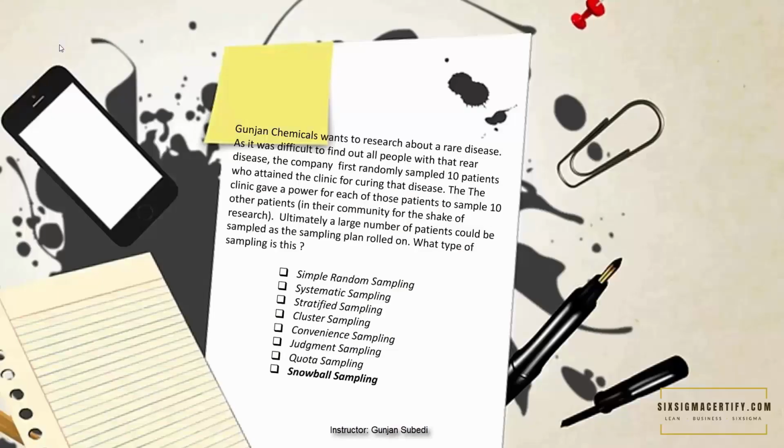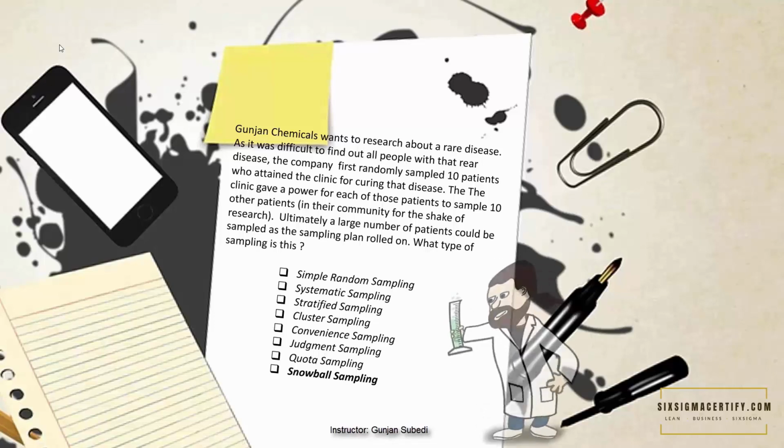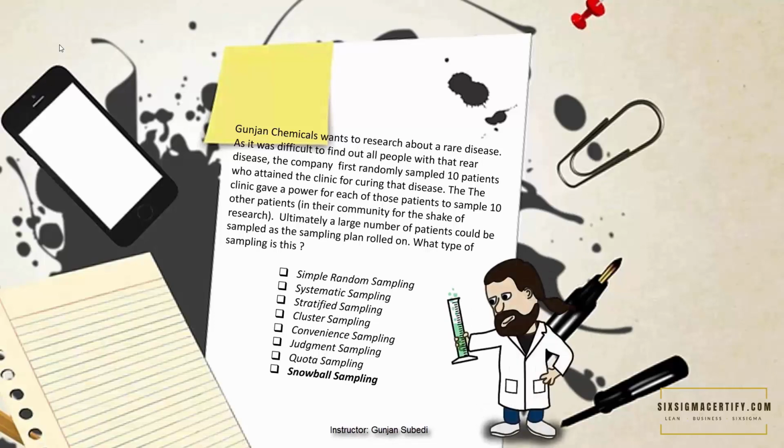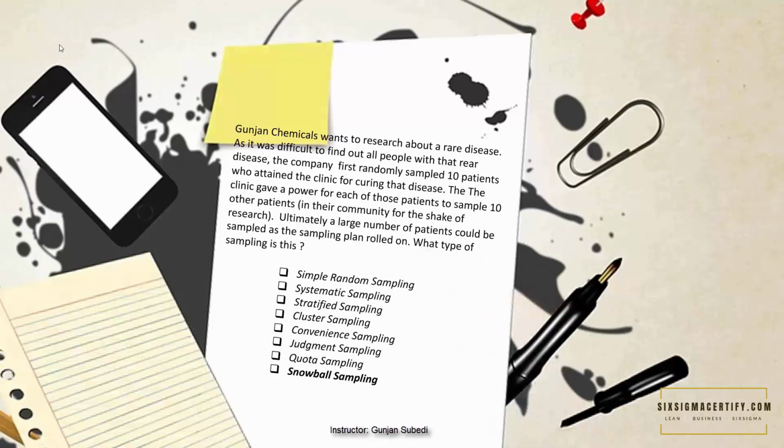The scenario is Gunjan Chemicals wants to research about a rare disease. As it was difficult to find out all people with that rare disease condition, the company first randomly sampled 10 patients who attended the clinic for curing that disease. The clinic gave the power to each of those patients to sample 10 other patients. Those 10 patients were inside the community of the 10 patients originally selected for the research. Ultimately, a large number of patients could be sampled as the sampling plan rolled on. So what type of sampling is this?